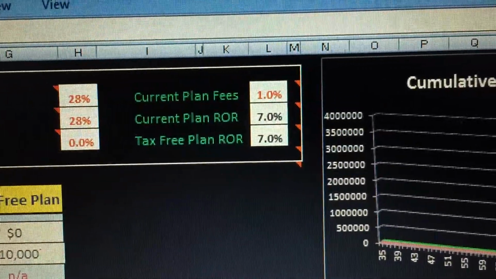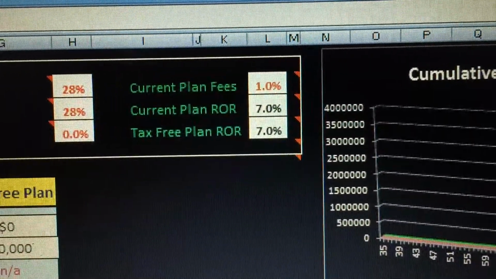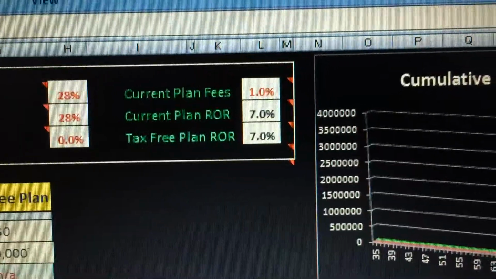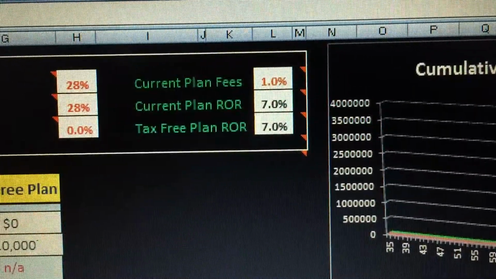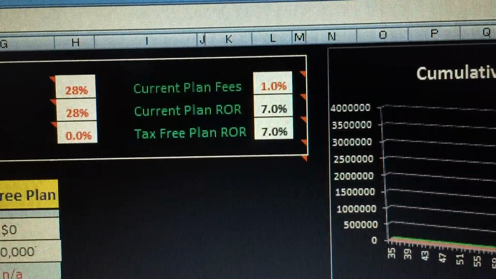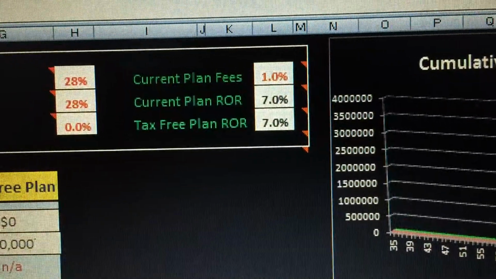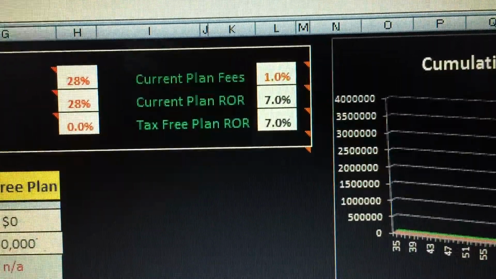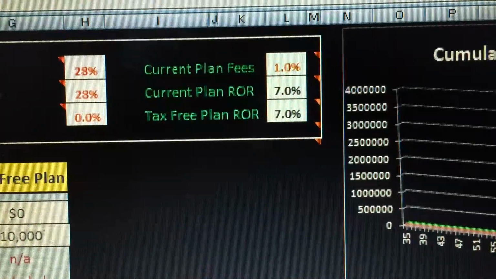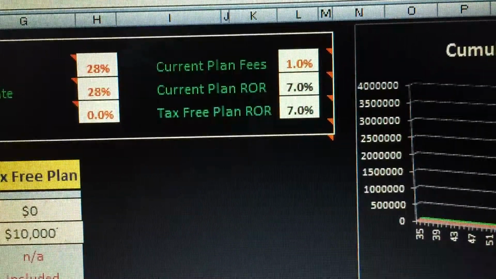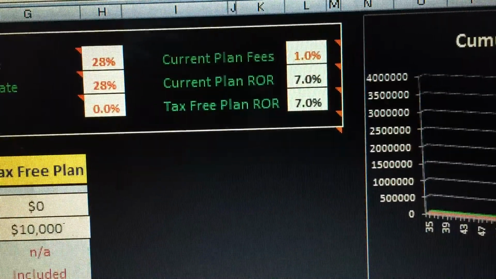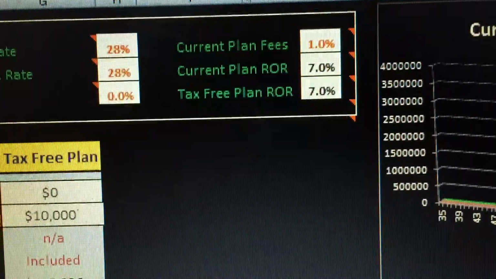The current plan fees, I'm putting in a very low number. The normal range of custodian fees is probably in the range of 2 to 4%, but today I will just use 1. And then we're going to take 7% as the rate of return on both of these investments.